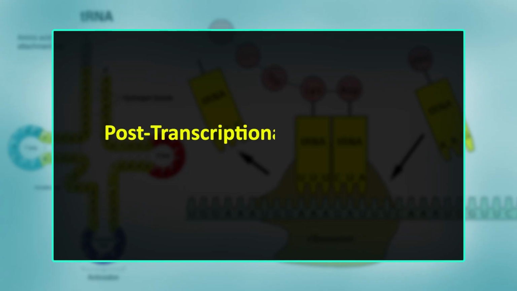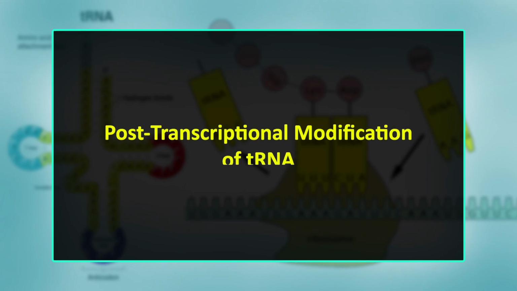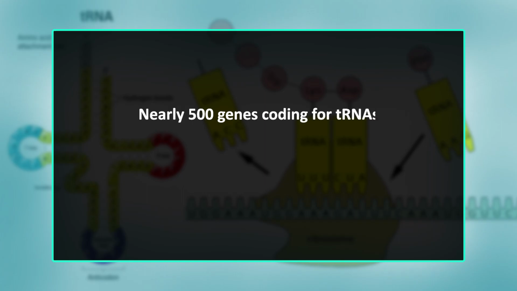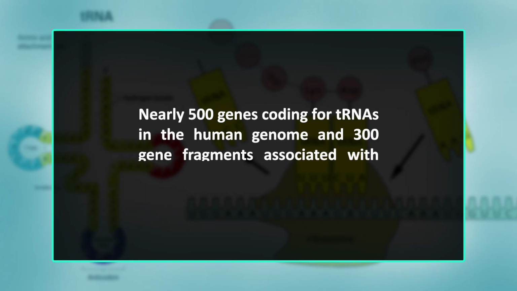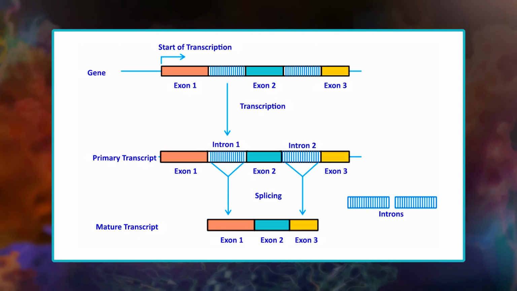Dear students, let's now discuss the post-transcriptional modification of tRNA. There are nearly 500 genes coding for tRNAs in the human genome and 300 gene fragments associated with these RNAs. These genes are transcribed by RNA polymerase III, and the transcript undergoes extensive modification, especially in eukaryotes. Introns are spliced or cut.